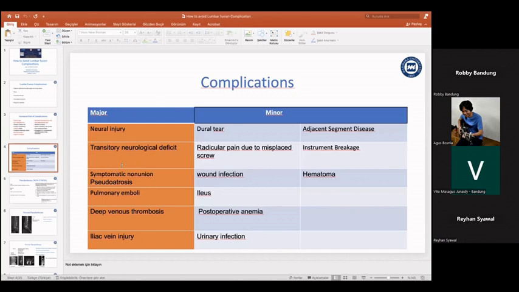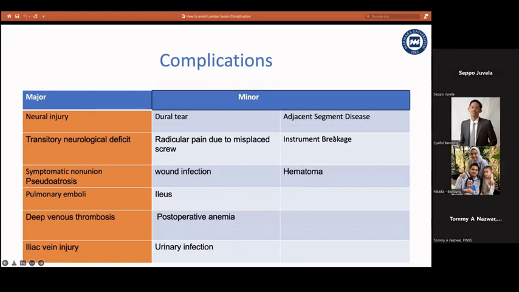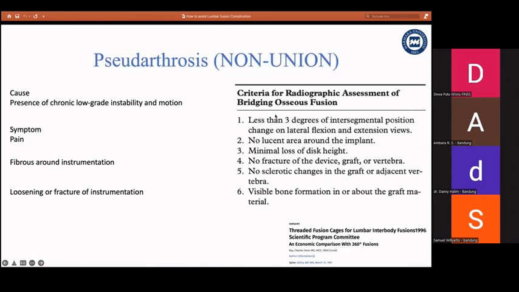And there are major complications. These are neural injury, transitory neurological deficit, symptomatic non-union, pulmonary emboli, deep venous thrombosis, and iliac vein injury. Minor complications are dural tear, radicular pain, wound infection, ileus, postoperative anemia, urinary infection, adjacent segment disease, instrument breakage, and hematoma.